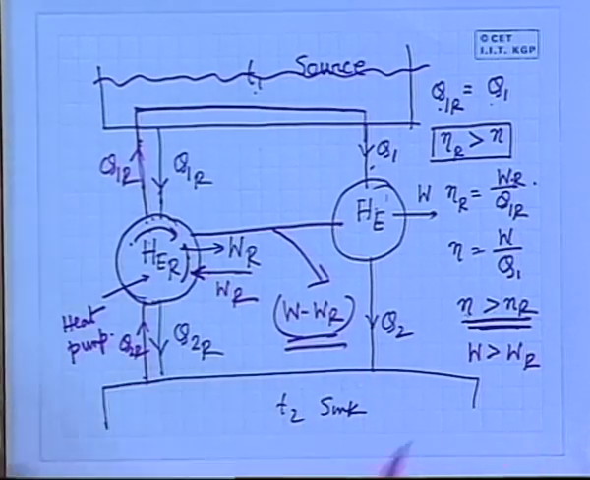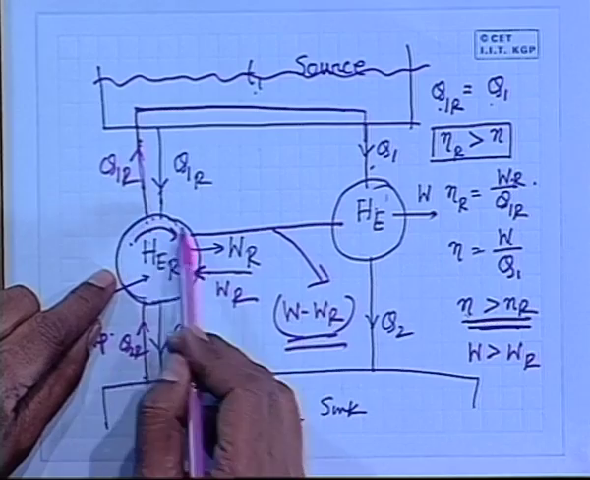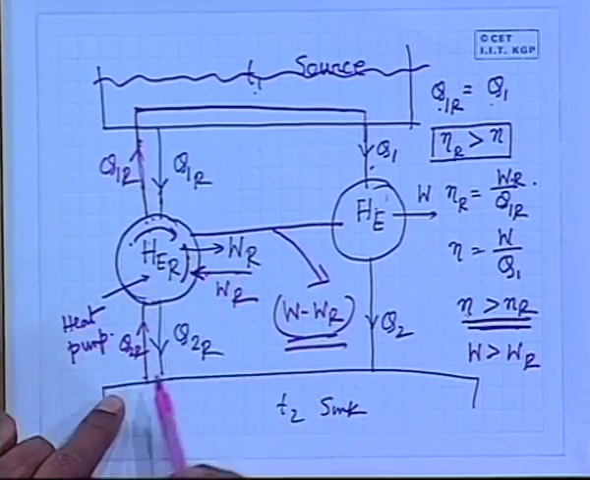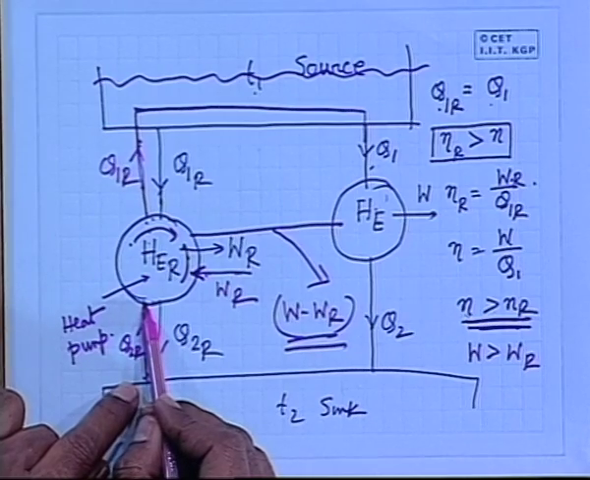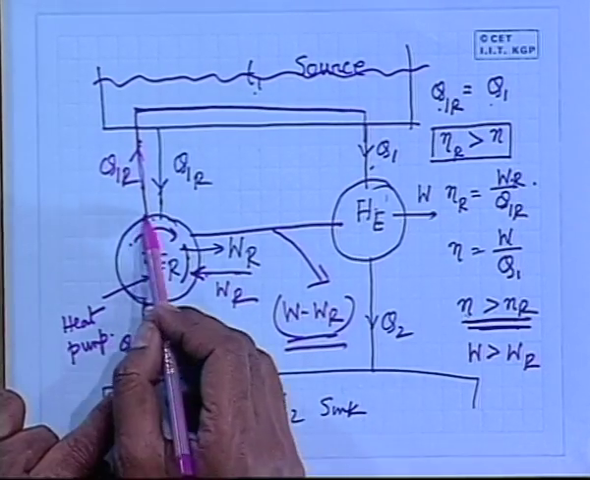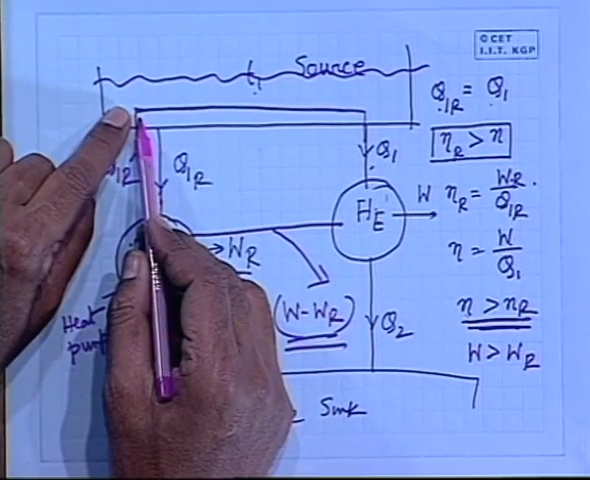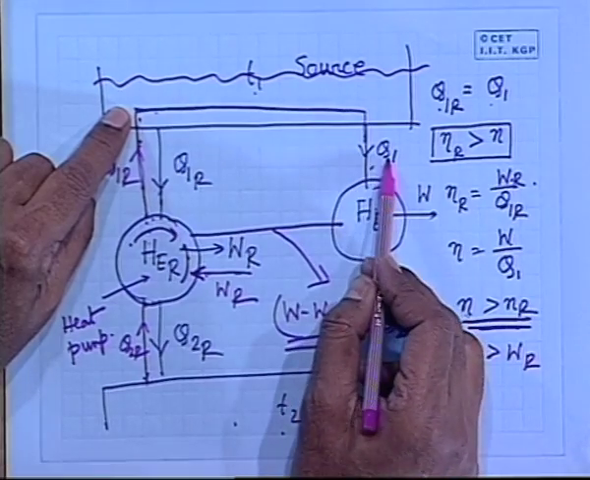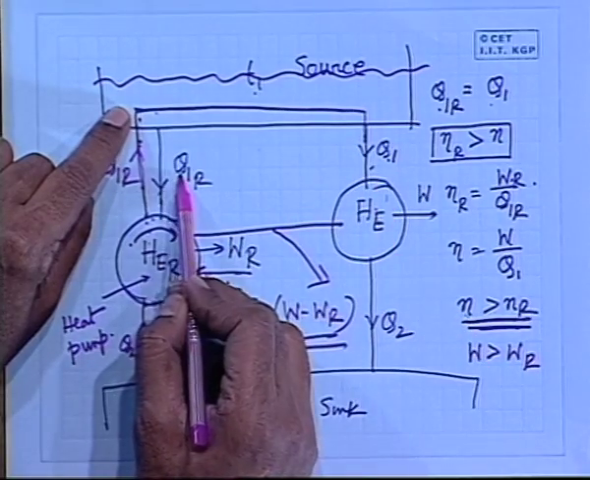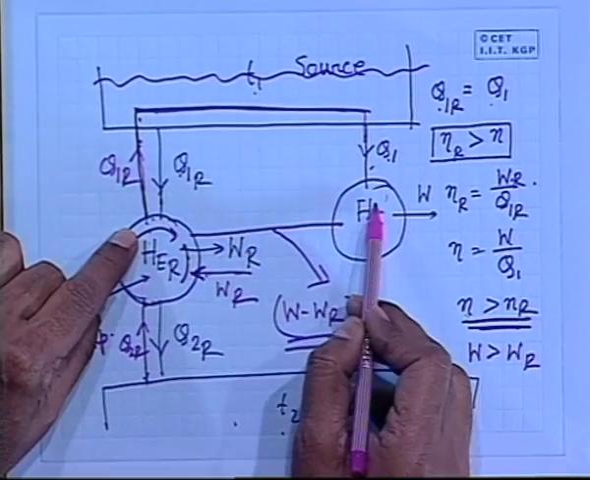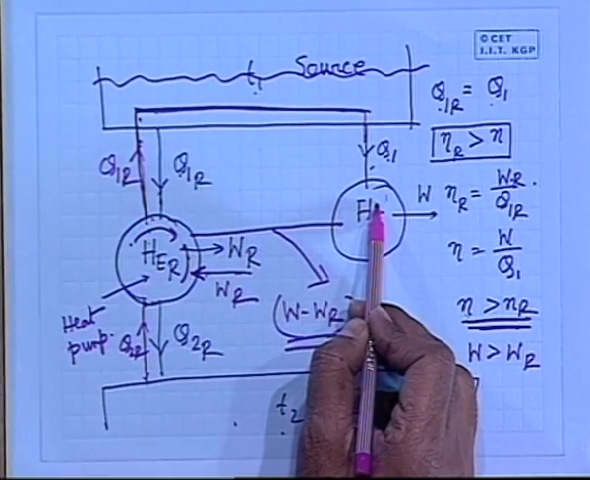Again, if I reverse it back, then it will take W r amount of work to take Q 2 r from this sink and to deliver Q 1 r to the T 1 temperature, from T 2 to T 1. It requires Q 1 equal to Q 1 r, that means I can link this to this, so that this heat is given to this heat engine. Clear?